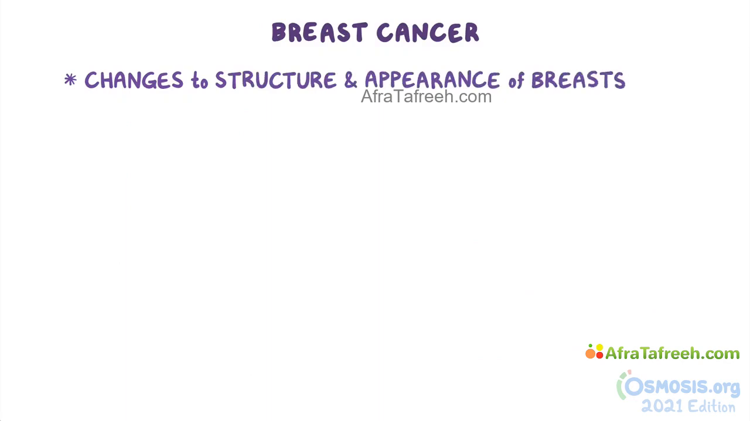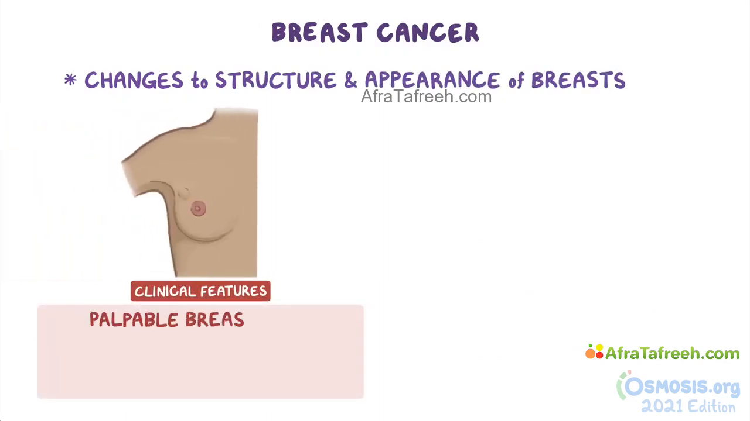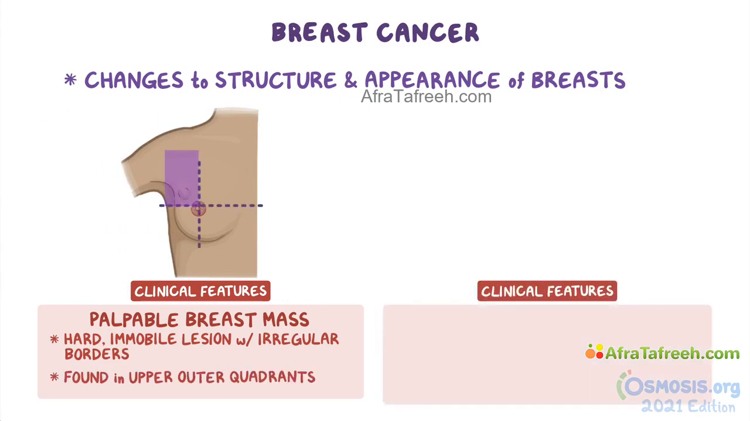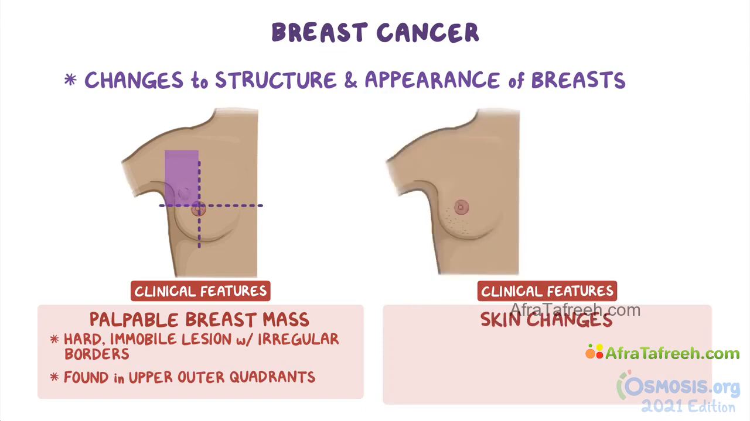So let's start with breast cancer, which causes changes to the structure and appearance of the breasts. One of the classic changes is the presentation of a palpable breast mass, which is typically a hard, immobile lesion with irregular borders most commonly found in the upper outer quadrants. Another indication of more advanced disease are skin changes, specifically the orange peel appearance, also called the peau d'orange sign, which happens when there's prominent edema and dimpling of the overlying skin.